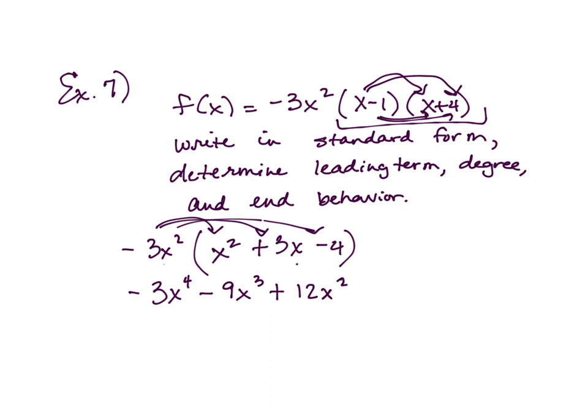So do we have it in standard form here? Are they listed in order from highest degree to lowest? So then what's my leading term? Negative 3x to the 4th. And what's the degree? 4. So this is a negative even.